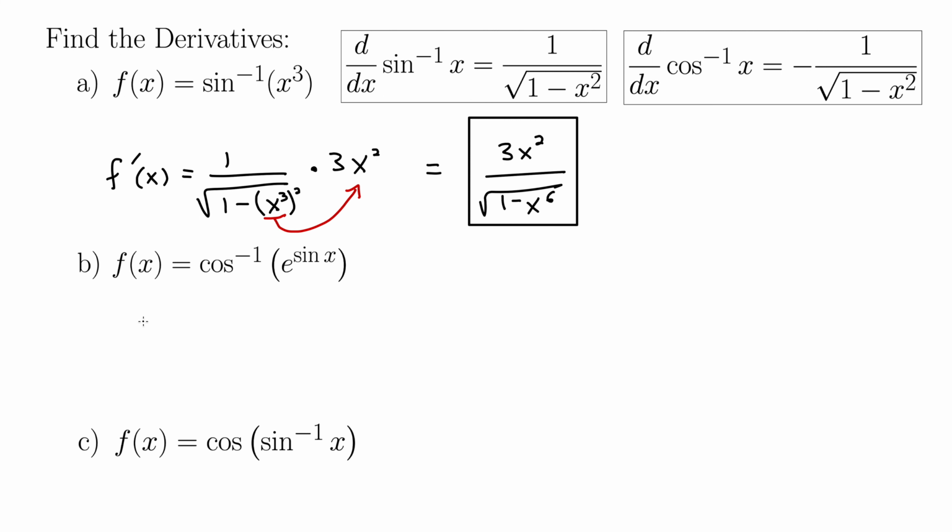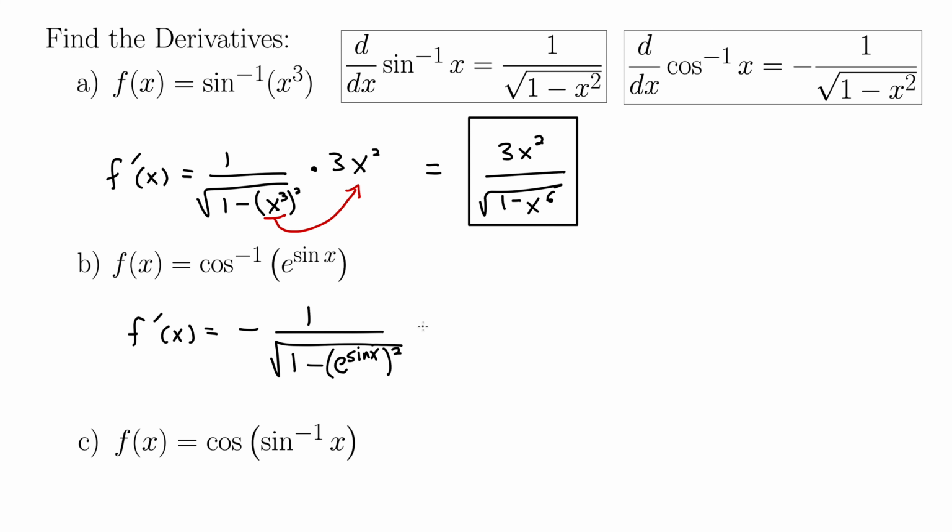So again, we'll use the chain rule. So f prime of x is negative, so the derivative of arc cosine was negative 1 over the square root of 1 minus whatever is inside the arc cosine. In this case, it's e to the sine x. So I'll write e to the sine x, and then that will all be squared.